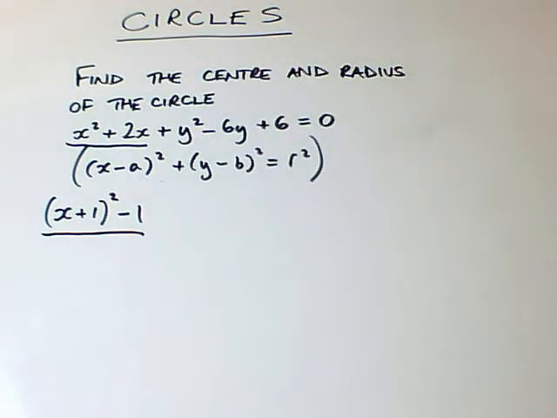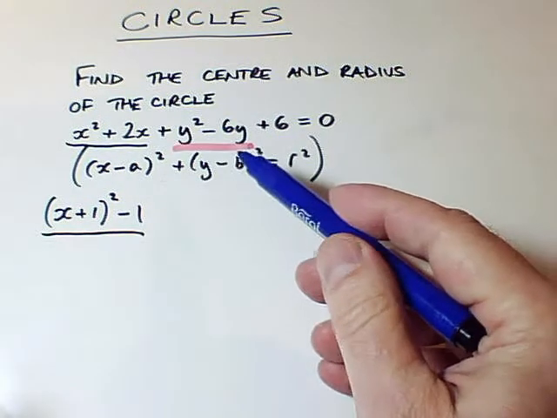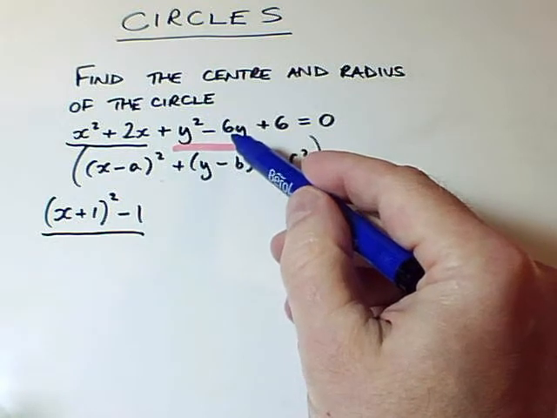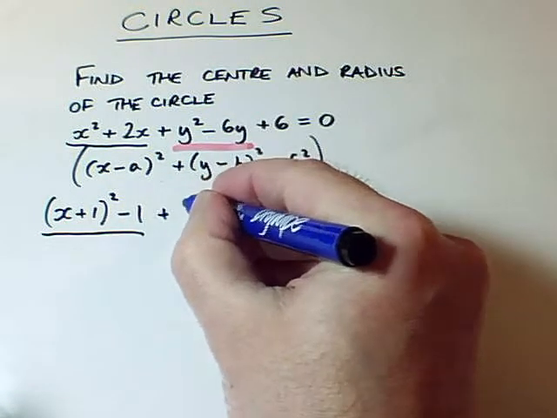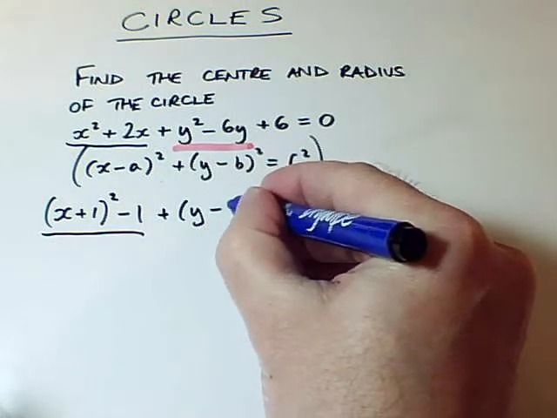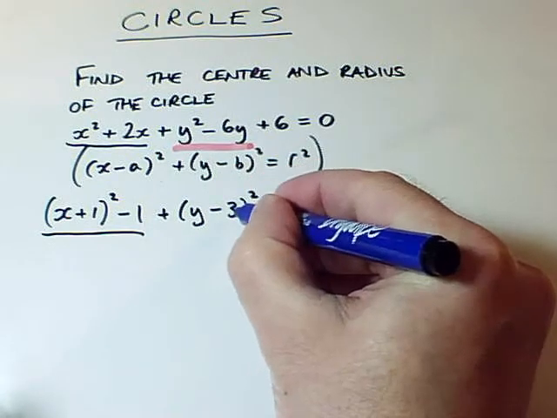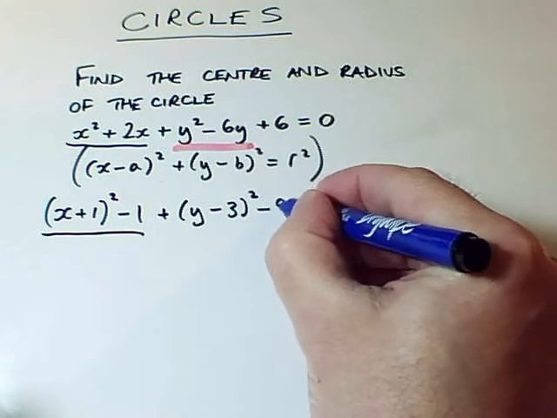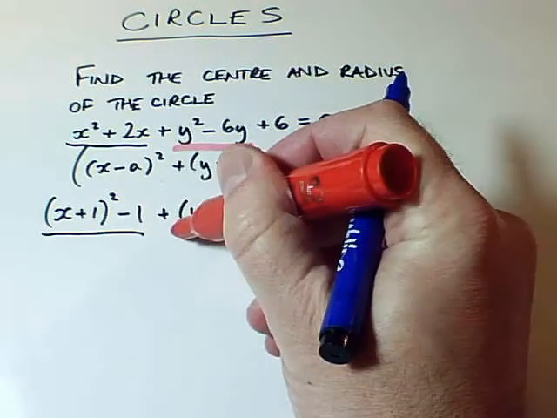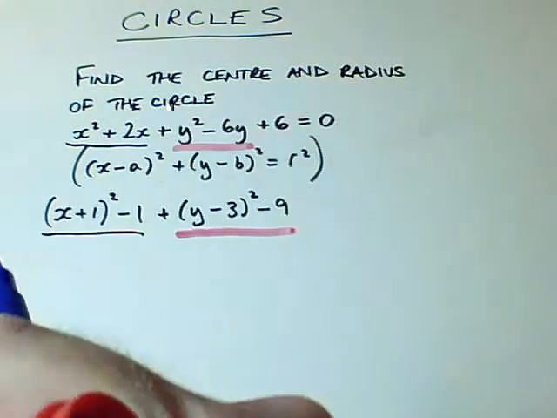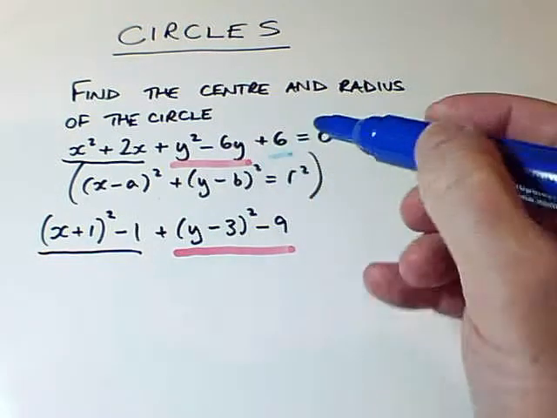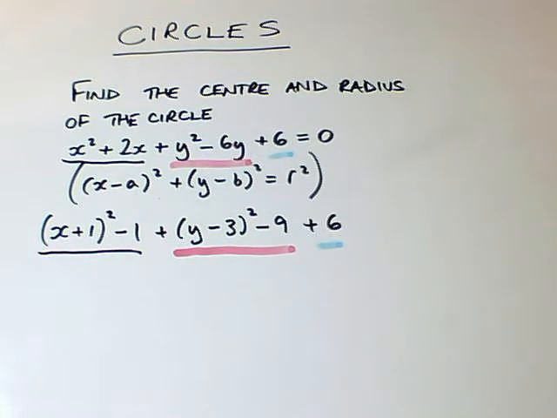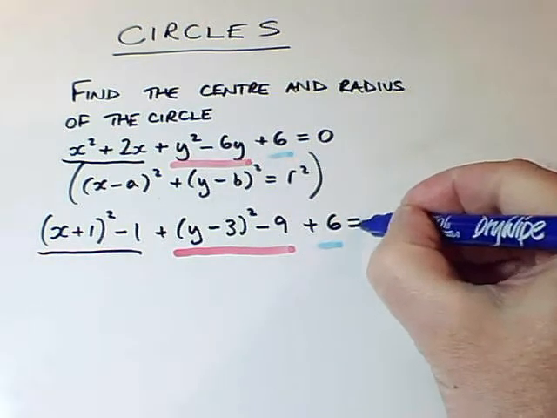Okay, now I'll move on to the y² - 6y. The coefficient of y is minus 6, halve that to get minus 3, so I need a (y - 3) in a squared bracket, and minus 3 squared is 9, so I need to take the 9 away. So this is the red underlined part, and then finally I've got to deal with the 6 on the end, and of course that just stays as plus 6. Oh, and of course I need to put my equals 0 on the end.